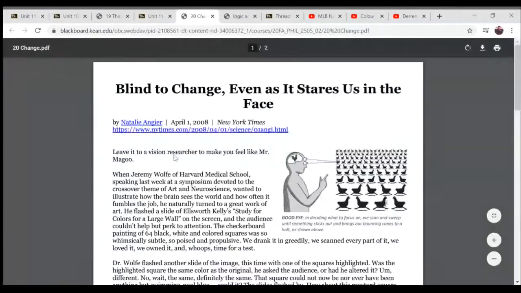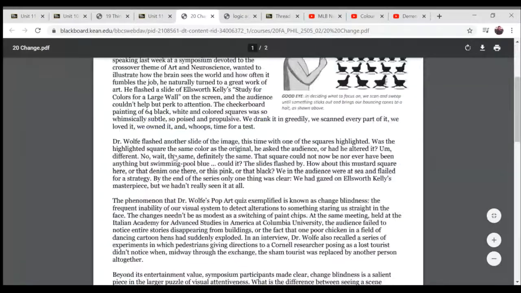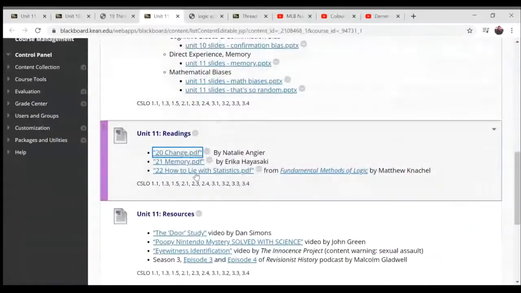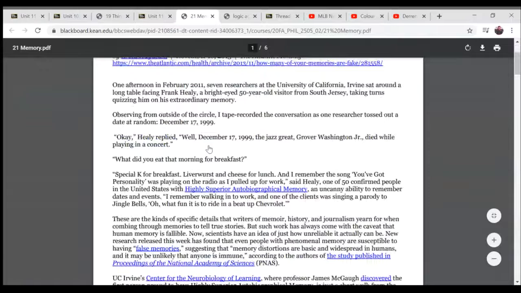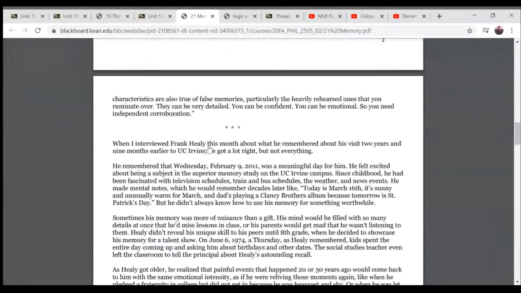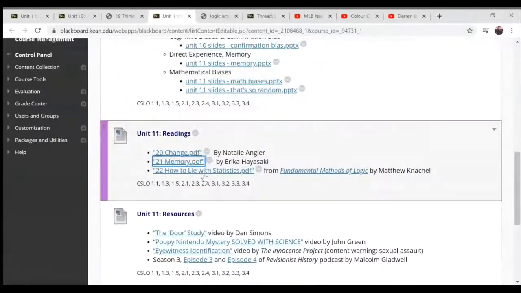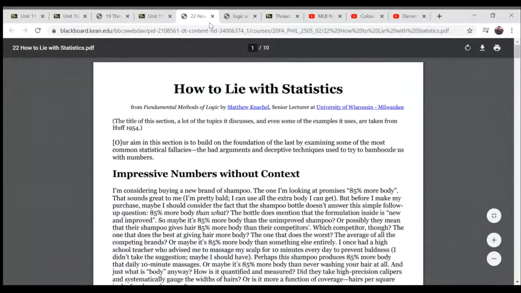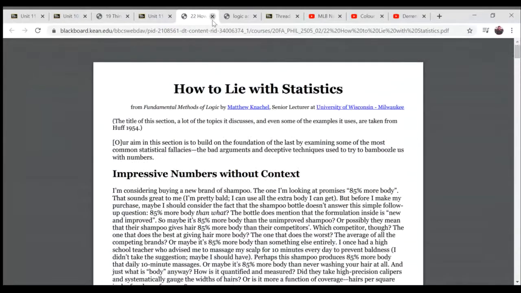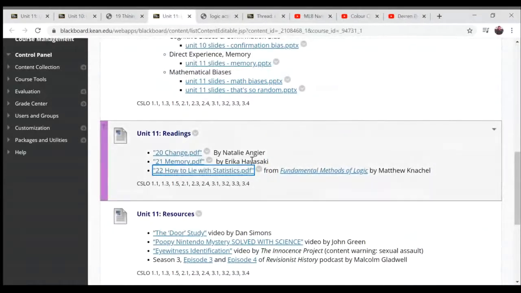We've got one on change, 2 pages, very quick, very simple. We've got another one on memory. This one's a little bit longer, but still not too long, about 6 pages. And then we've got one called How to Lie with Statistics, a little bit on the longer side. It relates to the thing we'll be doing in the second part of class today, learning about mathematical biases.